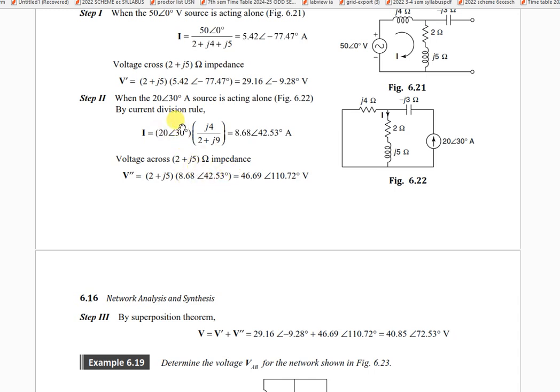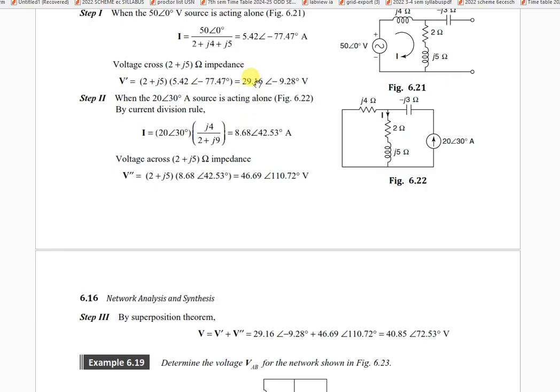Yeah, the current division formula is 20 angle 30. The impedance opposite to 2 plus 5j is 4j, divided by the sum of this 2 plus 5j plus 4j, 9j. This will give this answer, and this is the current value. This current multiplied by 2 plus 5j, current multiplied by 2 plus 2j, is 46.69 at an angle, and the same answer we got.